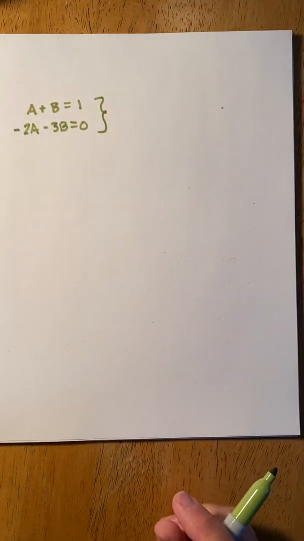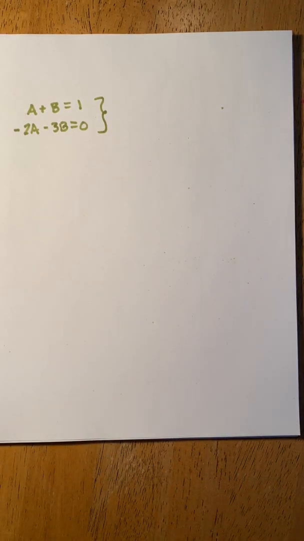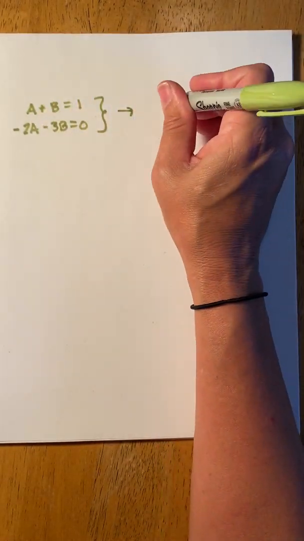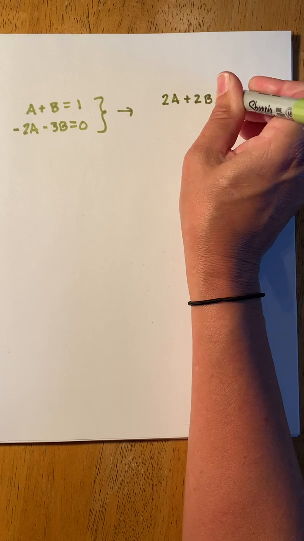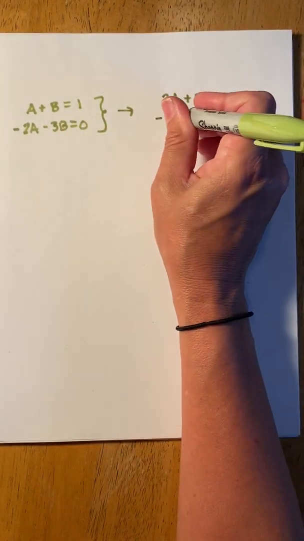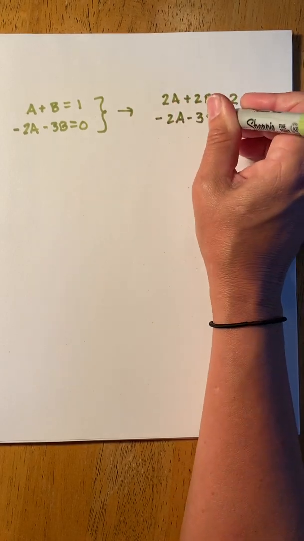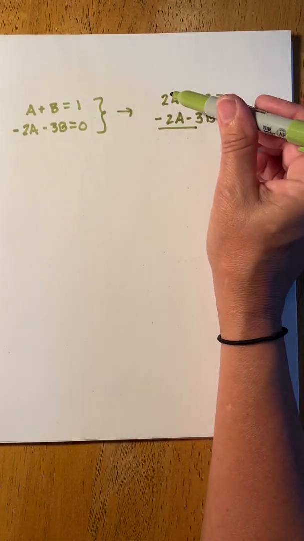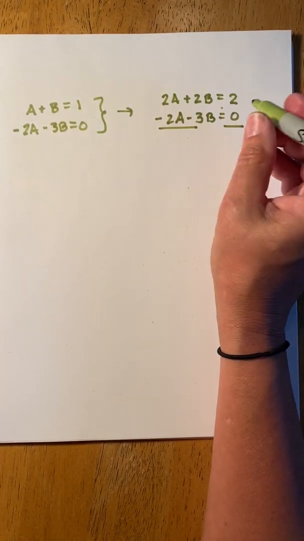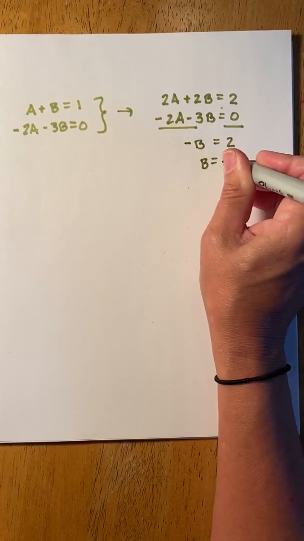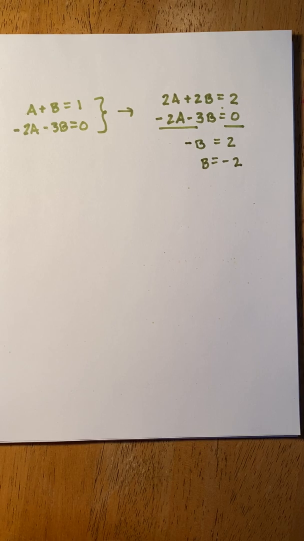We have to solve that for a and b. Last time I did substitution, but I actually prefer elimination. If a plus b is equal to 1, then 2a plus 2b is equal to 2. I just multiplied the left and right side of the top equation by 2. And why did I do that? Well, the bottom equation is negative 2a minus 3b equals 0, and I'm just going to add down. So 2a and negative 2a cancel. 2b and negative 3b gives me negative b equals 2, and b equals negative 2. You can do substitution; you would get the same result.